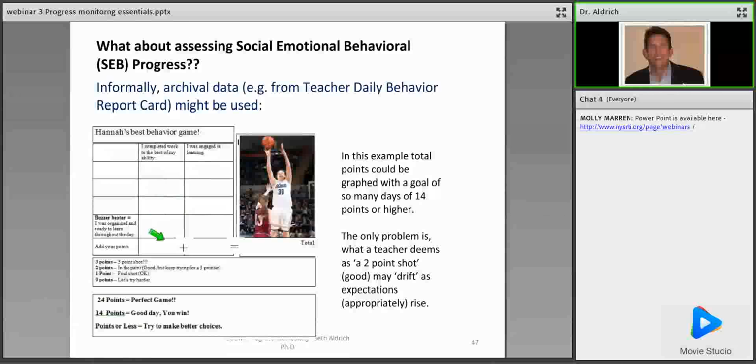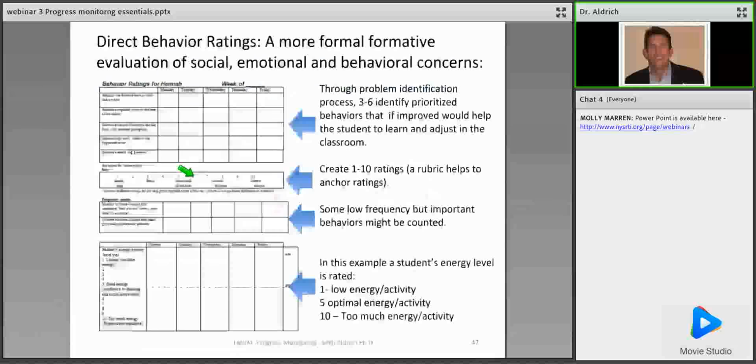It's really more of a behavioral intervention, but you can use this archival data with some criteria for what a good day is to document student success. The problem with this is, what's success and what's engaged? In September, you might want to up the ante and increase expectations over the course of the year. So there's a lot of drift with these kinds of behavior plans.